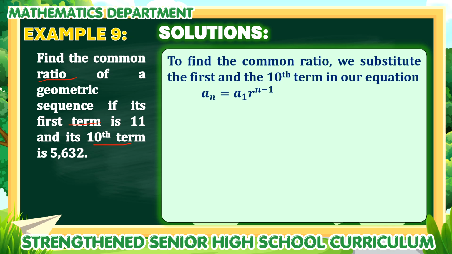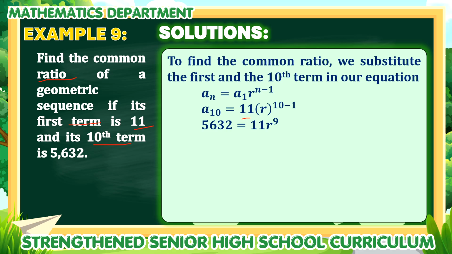In this case here, we are given our 10th term, and we are given our first term, which is 11. So we have here a sub 10, our 10th term, is equal to 11, again our first term, times r raised to 10 minus 1. This r here is our target to be solved. So by substituting our value of a sub 10, which is 5,632, and simplifying our exponent, 10 minus 1, that's equal to 9, we'll have here 5,632 equals 11 times r raised to 9.